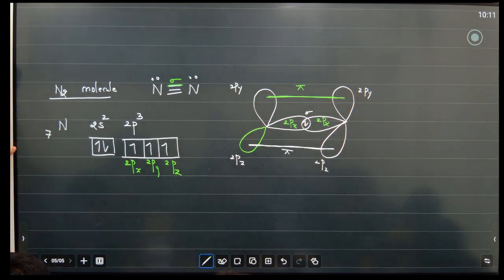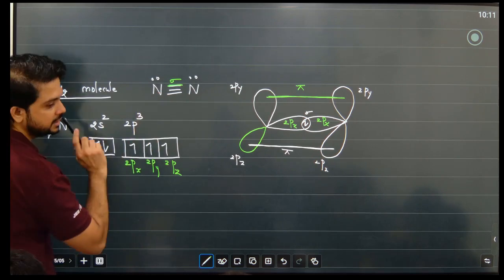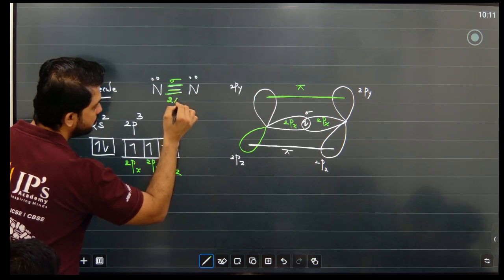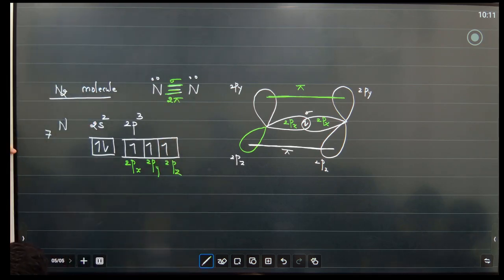So in a triple bond there is one sigma and the other two are pi bonds. A double bond has one sigma, one pi. A triple bond has one sigma and two pi. Did you people get that?